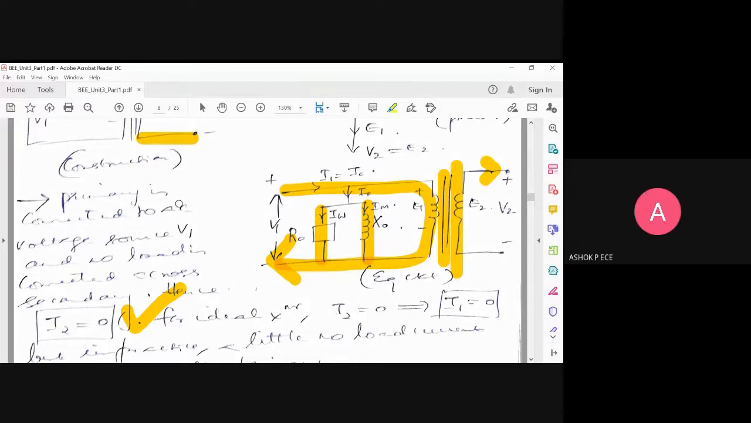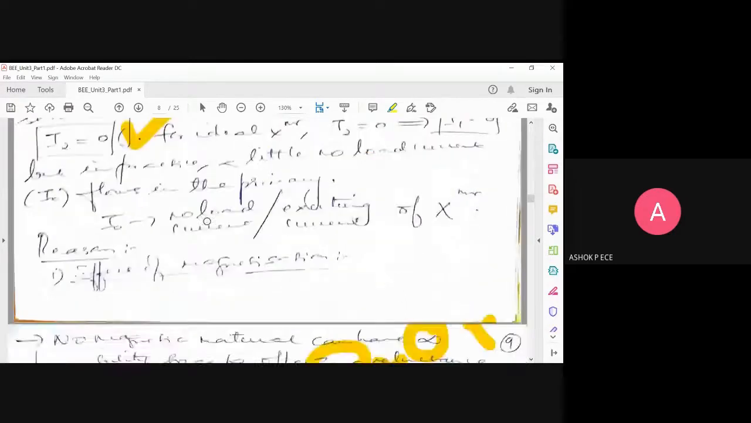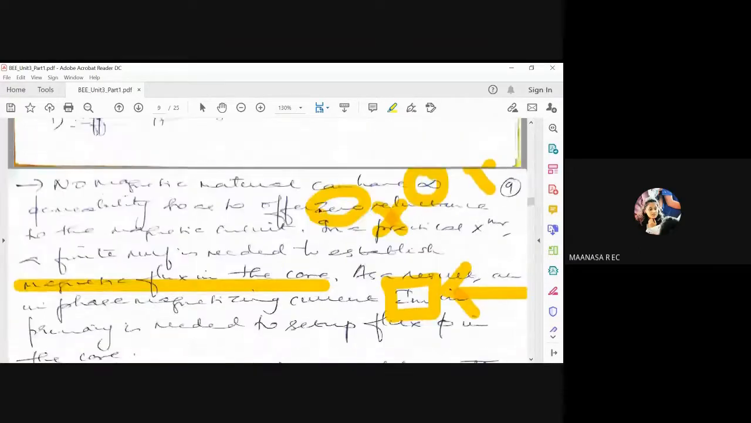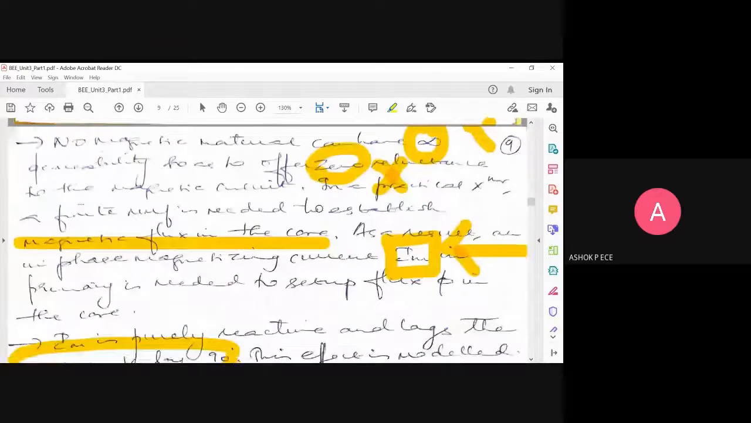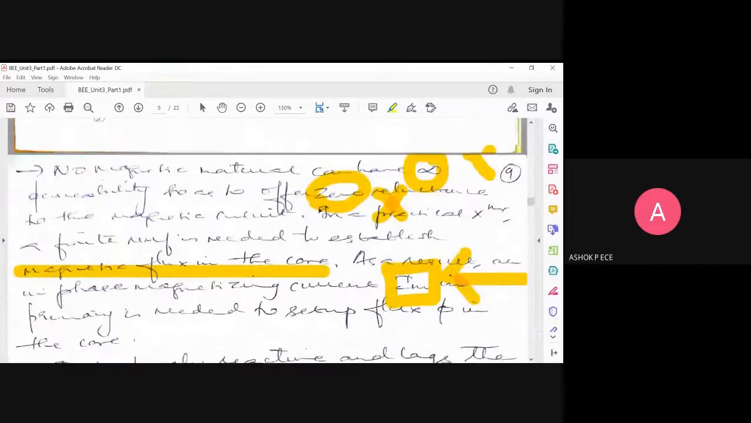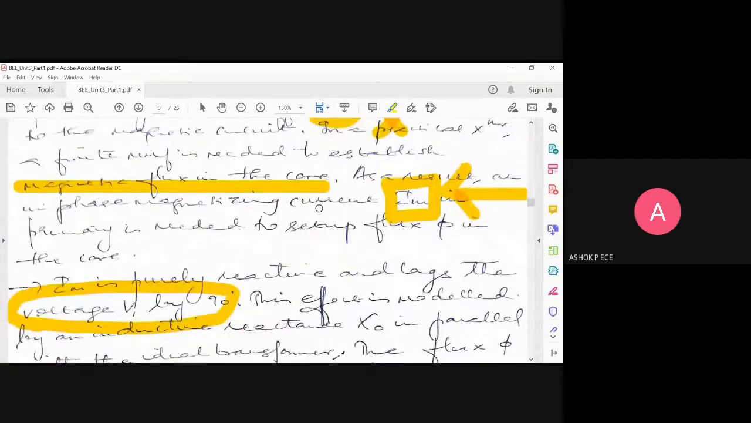Very good. And the no load current will have two components, right? What are the two components? IW and IM, sir. Okay, what is IM? It is the magnetization effect, sir. Okay. And what will be the characteristics of that current?